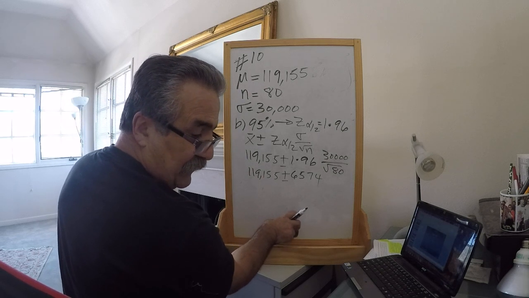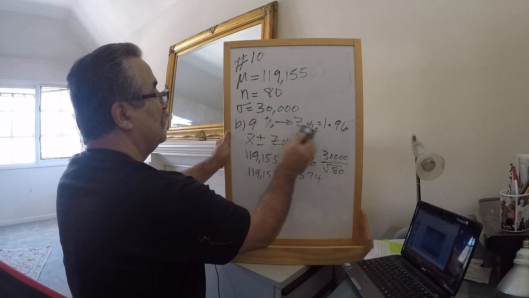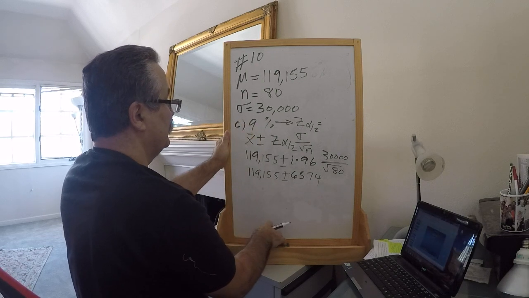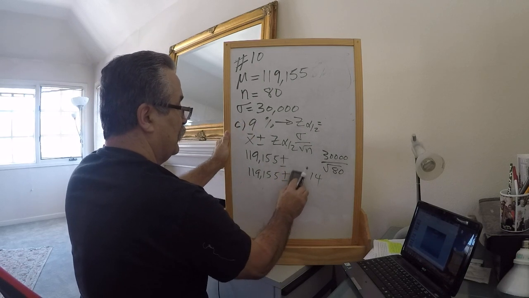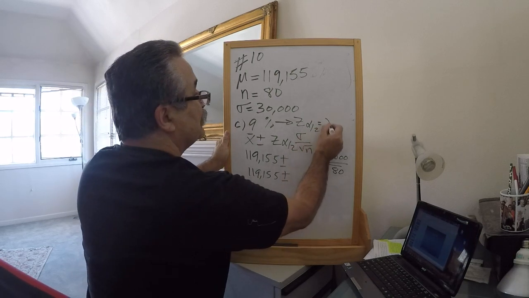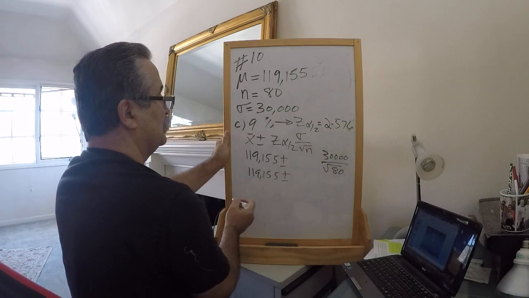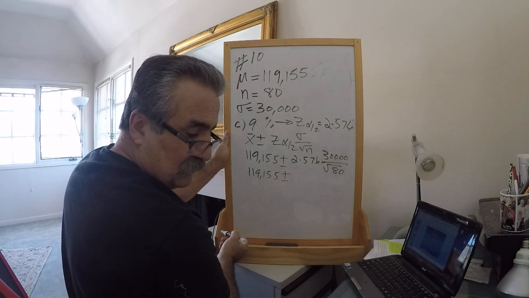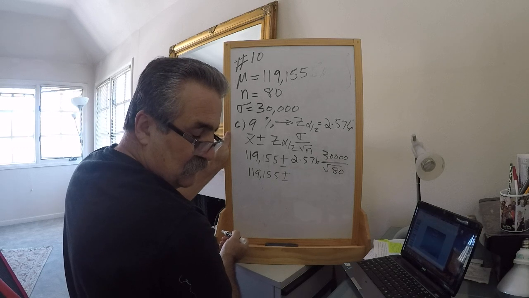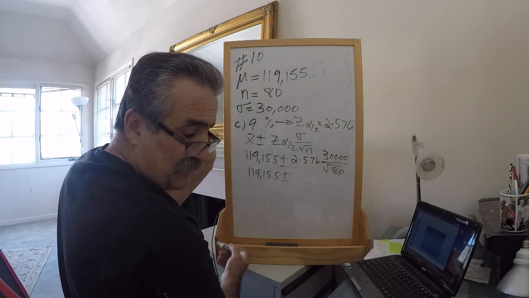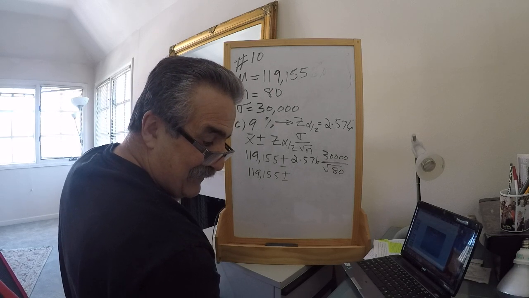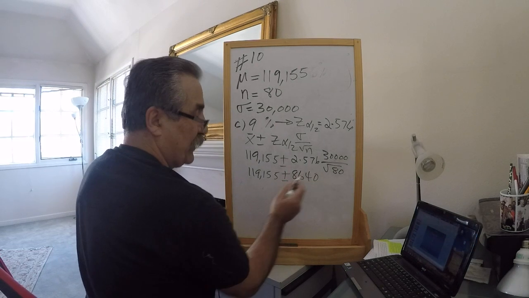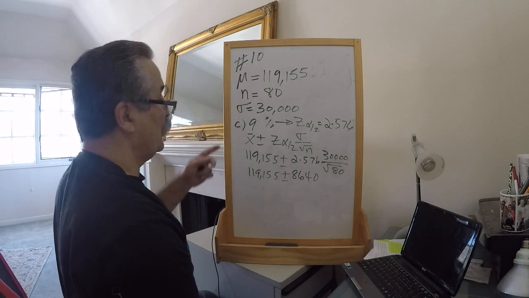And then for 99%, this is part C. That is 2.576, plus or minus 8640. This is for part C.